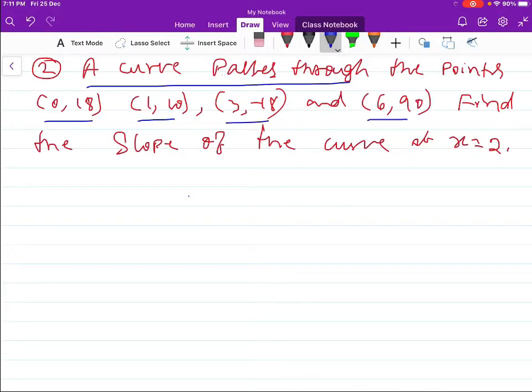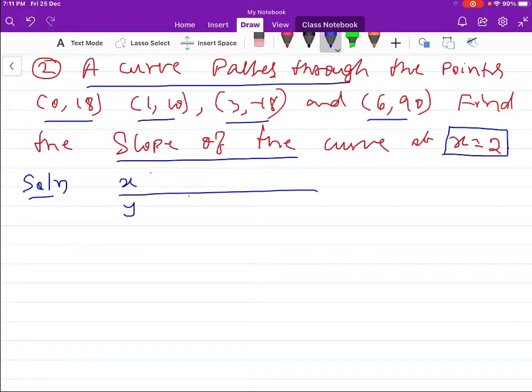A curve passes through the points (0, 18), (1, 10), (3, -18) and (6, 90). Here you have to find the slope of the curve at x equal to 2. So by using the interpolation formula, you can evaluate the polynomial. Once you find the polynomial, you can find the derivative of the polynomial. For that, you can find the slope of the curve as the derivative of the polynomial at x equal to 2, by differentiating the polynomial function.